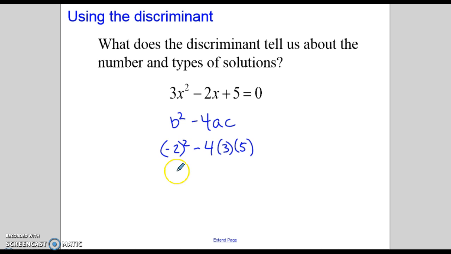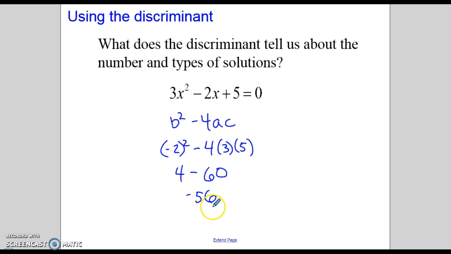So when I square negative 2, I get positive, so that's positive 4 minus, well, 4 times 3 is 12, 12 times 5 is 60, so I get 4 minus 60. Well, 4 minus 60 sounds like a pretty negative number to me. That's going to be negative 56.